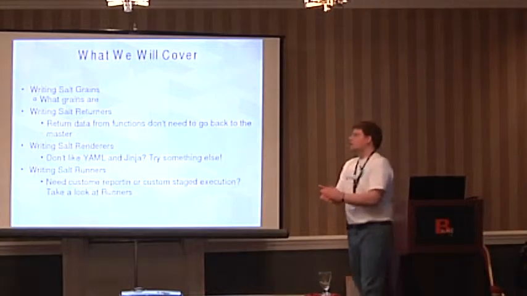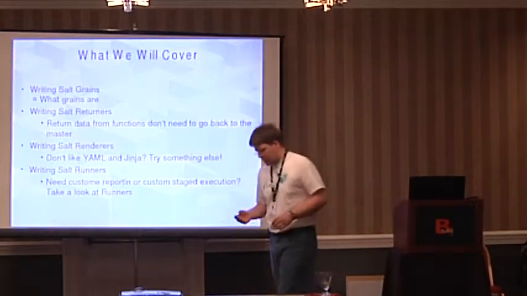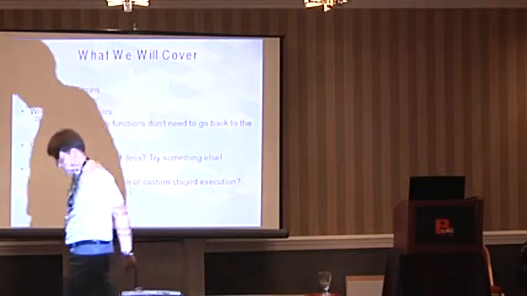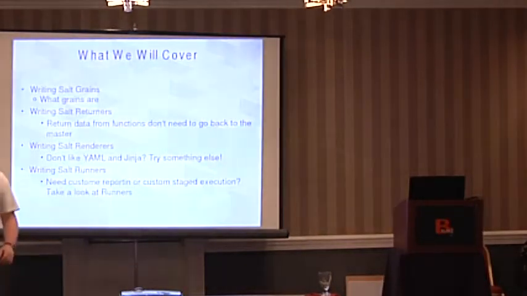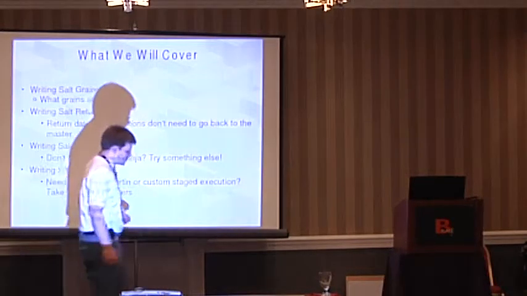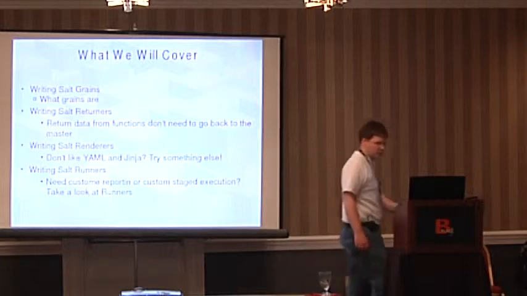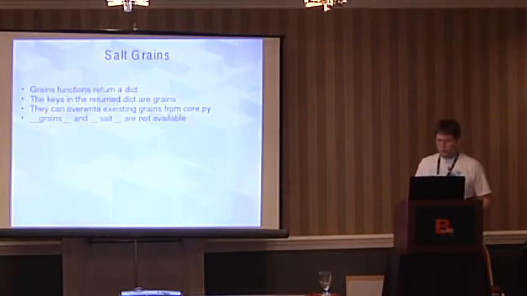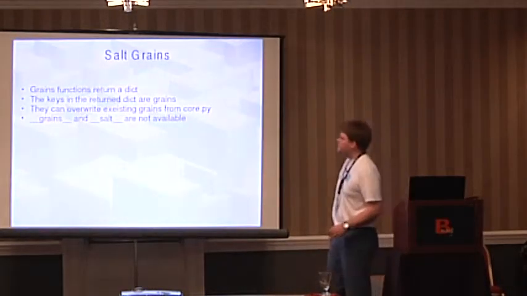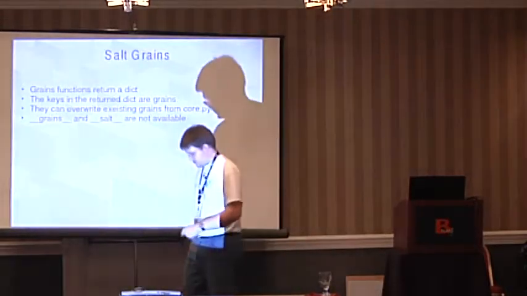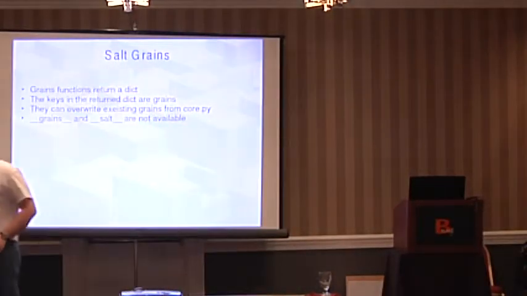All right. So, primarily, I mentioned that there are six ways to extend SALT via the code. The two ways that we covered are modules and states, and then we've got grains, returners, renderers, and runners. So we're going to spend some time talking about what those are, how they work, and a few reasons as to why you might want to extend them. So grains. There's a number of ways in which you can add grains to a minion.